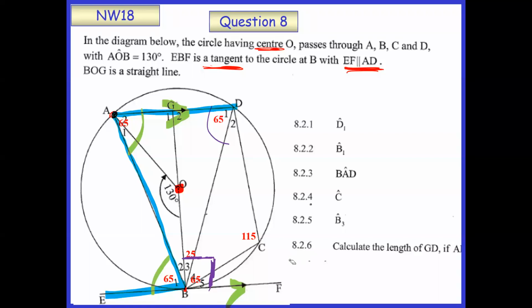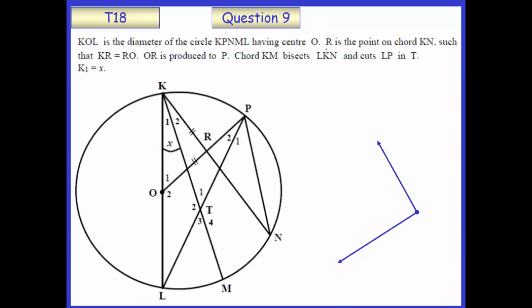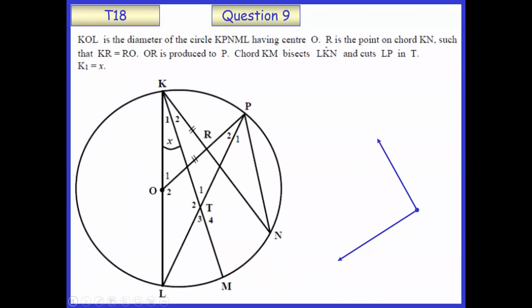Okay, I'm not going to do 8.26 because the question is missing, so we'll skip that for now. Okay, go a little deeper now. Let's read this question. KOL is a diameter of the circle. R is a point on the chord such that KR is equal to RO.